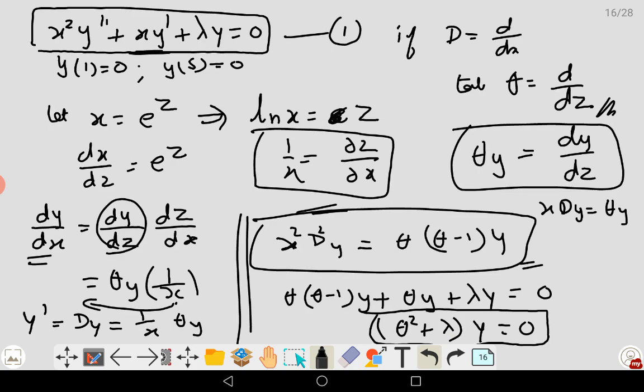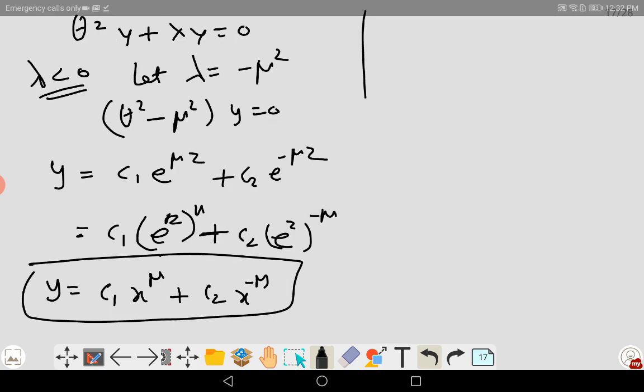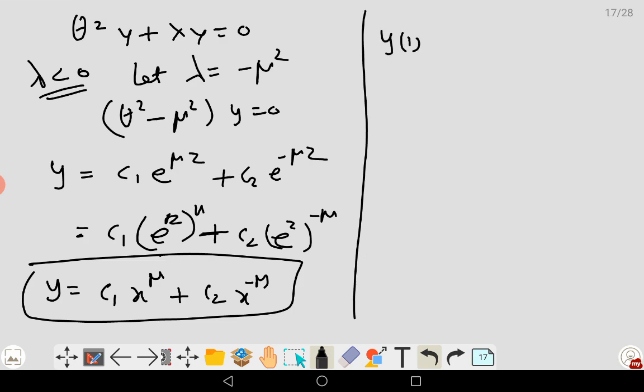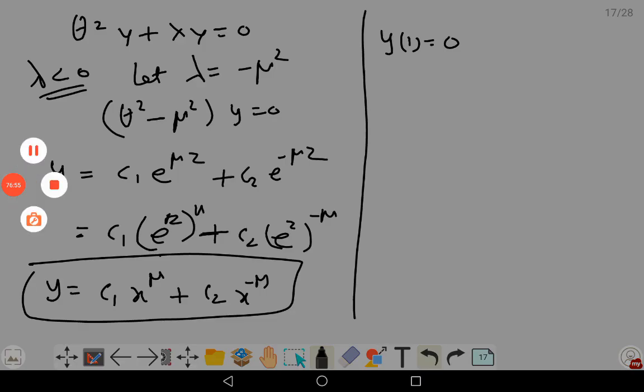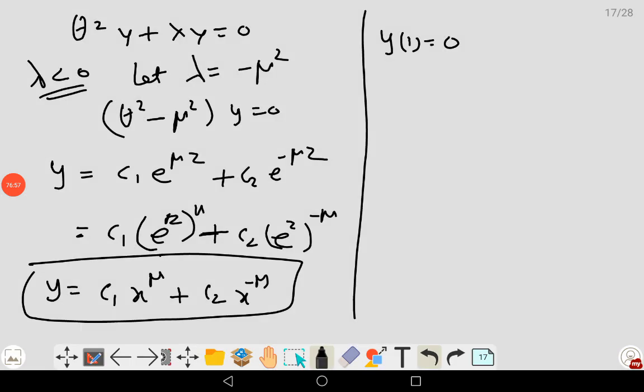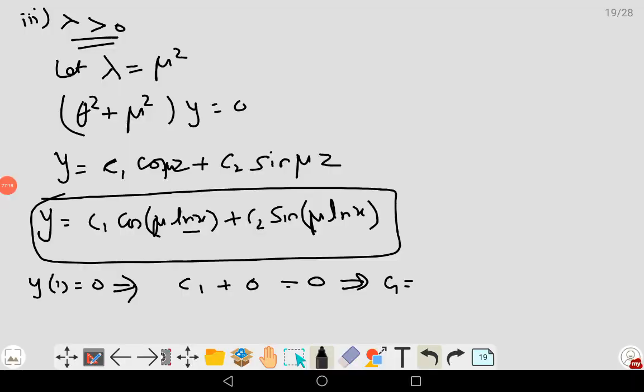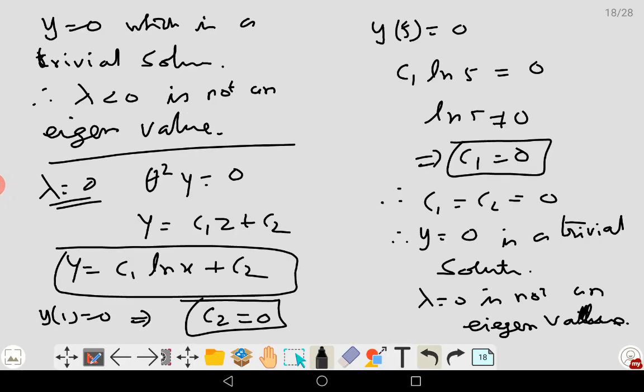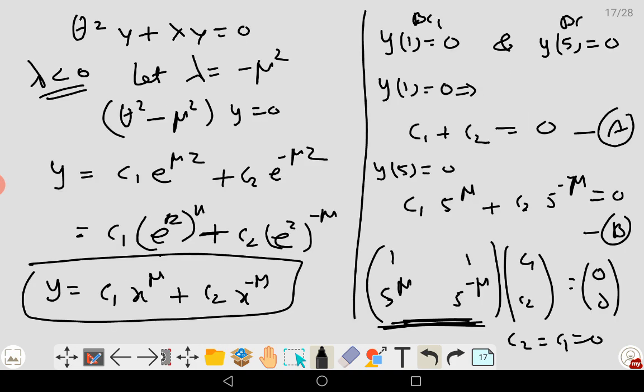This is the result, and here the boundary conditions should be recalled. What are the boundary conditions given on the previous page? y of 1 is 0, and y of 5 is also 0, isn't it? Both are in y. So y of 1 is 0. Put this in; this gives boundary condition 1, and this is boundary condition 2.